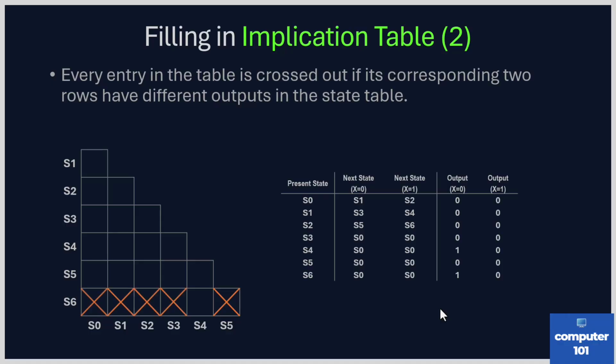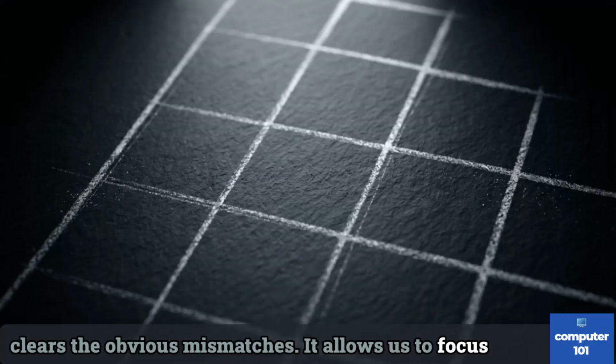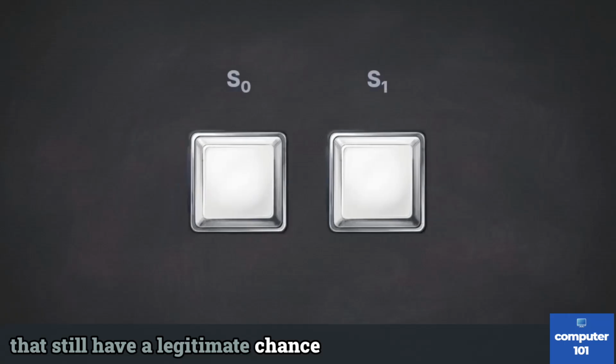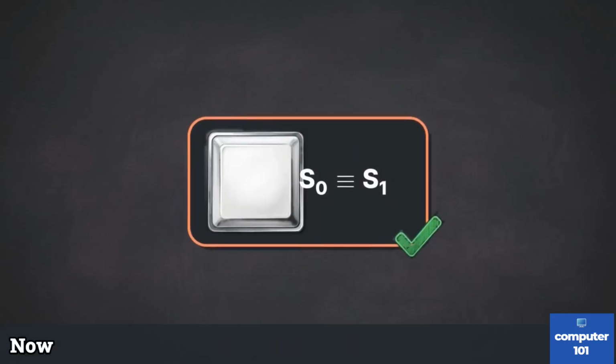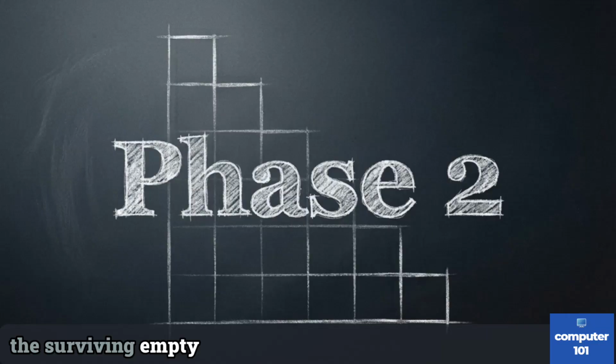Any pair with conflicting outputs gets an X, eliminating a large portion of the grid right away. This initial output purge clears the obvious mismatches. It allows us to focus the rest of our analysis entirely on the empty cells, the pairs that still have a legitimate chance of being merged. Now we move to step 2, which deals exclusively with the surviving empty cells.